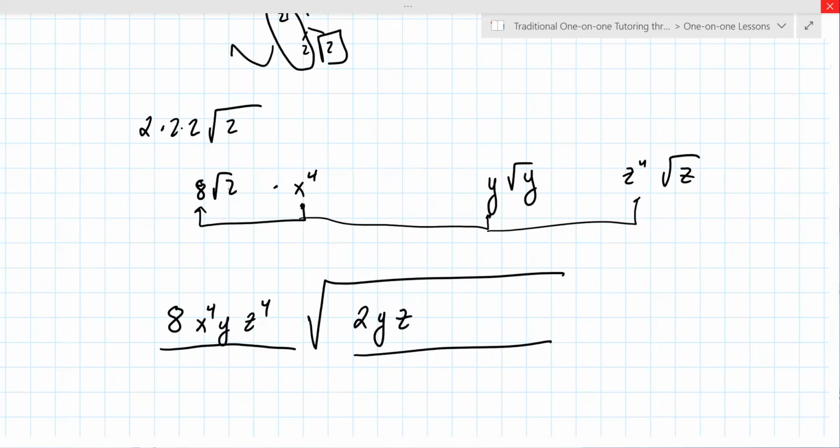Okay, let's go to cube roots, and let's do number 7. Let's go to number 1.